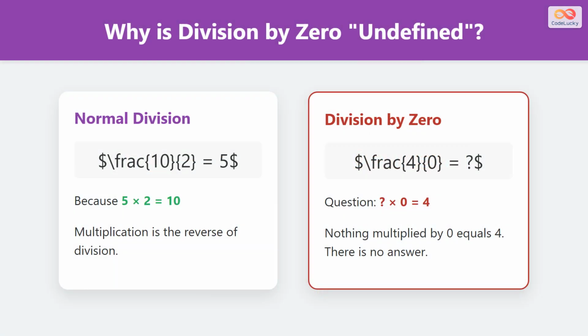Why is division by 0 impossible? Think about multiplication. 10 divided by 2 is 5, because 5 times 2 is 10. But 4 divided by 0 has no answer. No number times 0 can ever equal 4. That is why the answer is undefined, not 0.